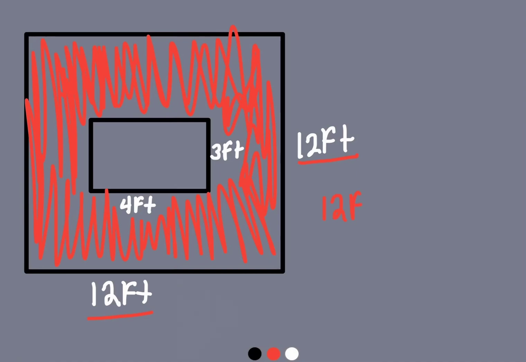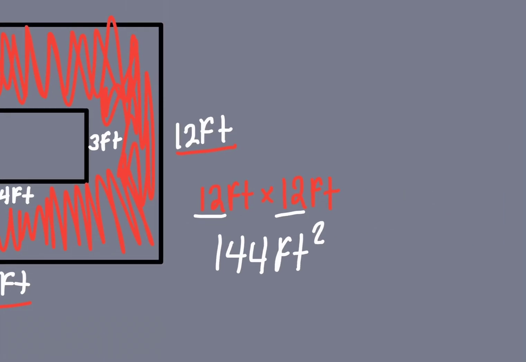Now the whole figure, everything inside, you'd find that out by doing 12 feet by 12 feet. Once you have the two sides that you're going to multiply, you figure out, okay, 12 times 12 is 144. And foot times foot is feet squared, as I call it. So we have the area of the whole figure, but we're still just trying to figure out the red stuff.